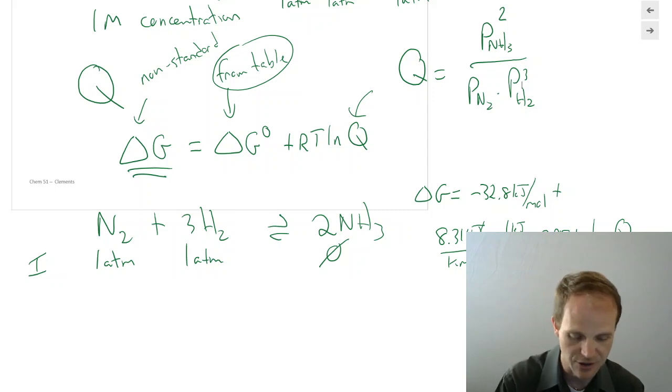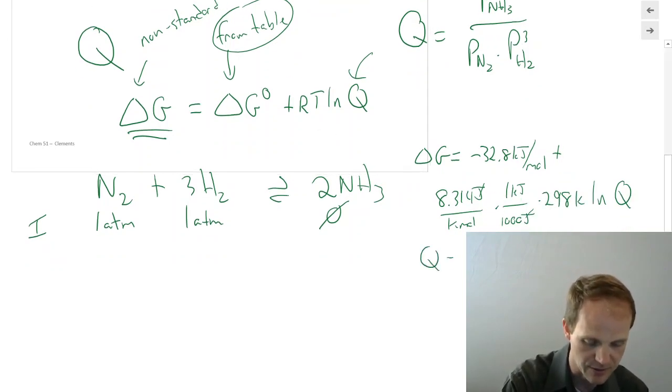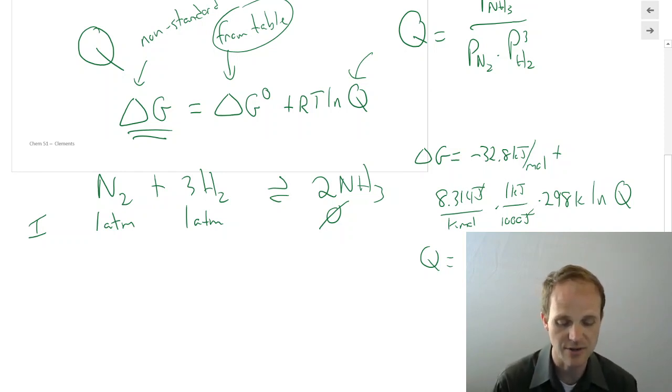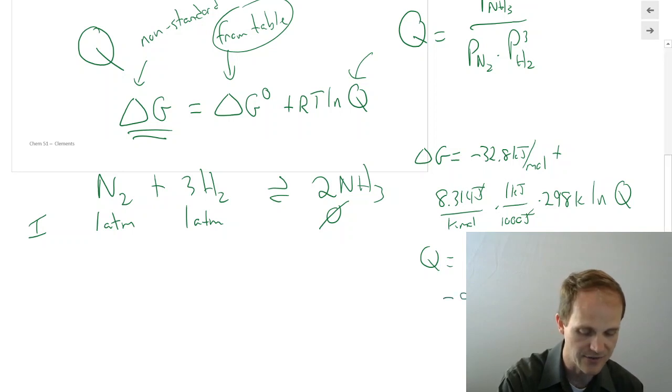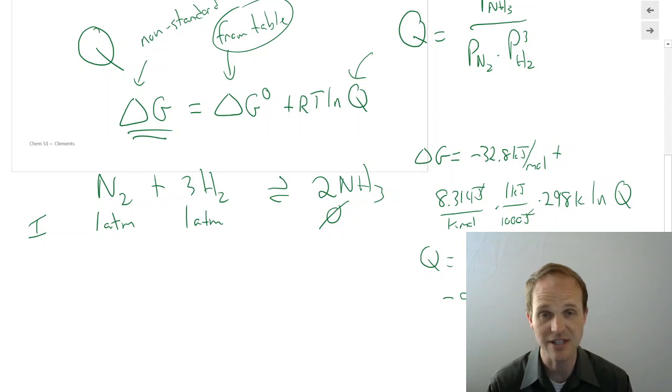So how are we going to calculate Q in this case? Well, Q is actually pretty easy. It's going to be Q equals 0 squared over 1 times 1 cubed, which is 0. What's the natural log of 0? Try to type that in your calculator. It's going to give you an error. It is negative infinity. Right? And so we get that delta G is essentially negative infinity.